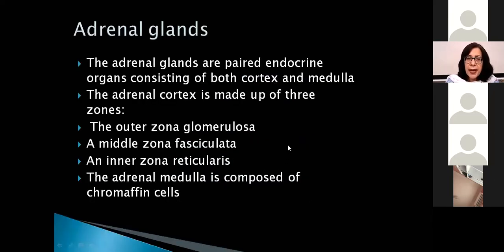Adrenal glands are paired endocrine organs consisting of both cortex and medulla. The adrenal cortex is made of 3 zones. I remember this by GFR: glomerulosa, fasciculata, reticularis, from outermost to inner. The inner side is the adrenal medulla composed of chromaffin cells.